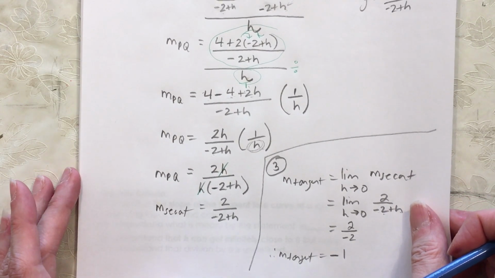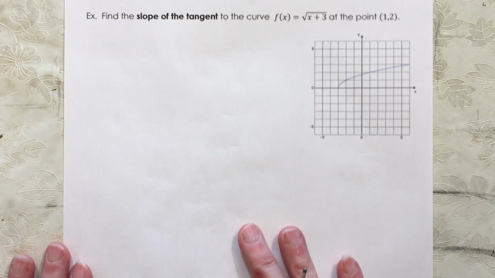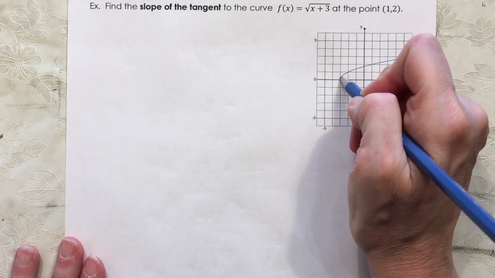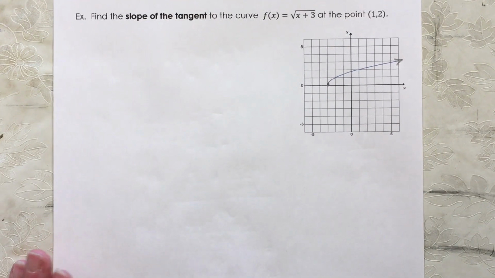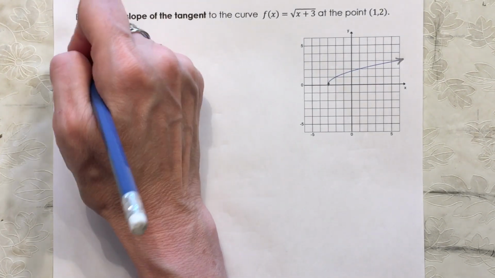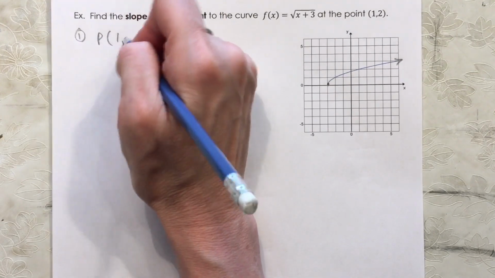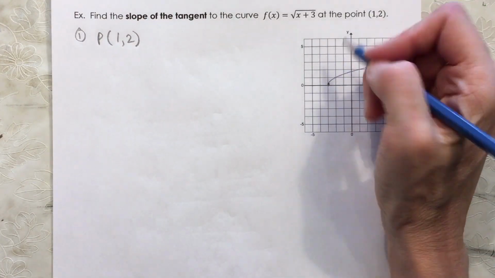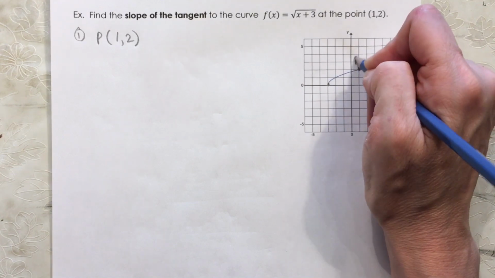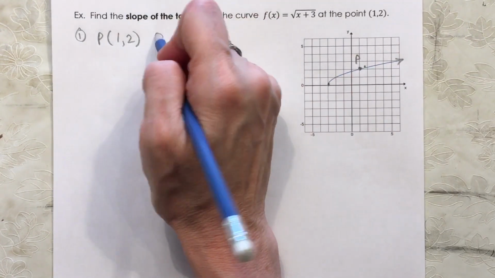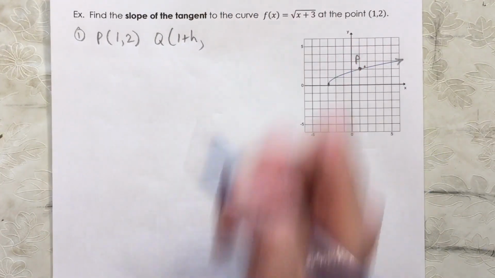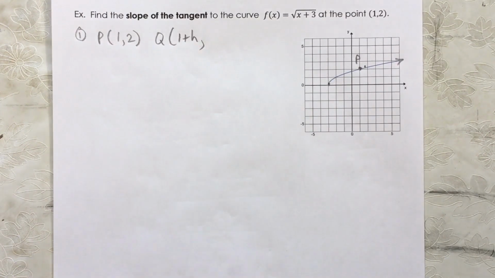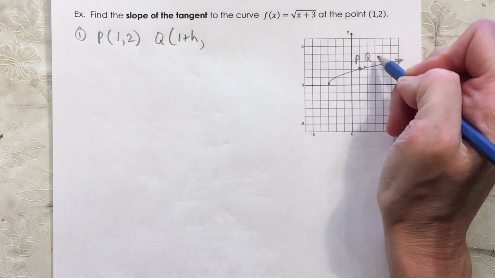So we've done parabolas, we did a hyperbola, and the last one we're going to do today is a square root function, starting at this point. Find the slope of the tangent to the curve f of x equals the square root of x plus 3 at the point (1, 2). So our first step, they give us our first point, (1, 2). Let's figure out where that is, right here. There's our point P. And we'll choose a Q a little bit to the right of it. So the x value is going to be 1 plus h, whatever my x value is, plus that little horizontal distance h. This is Q.